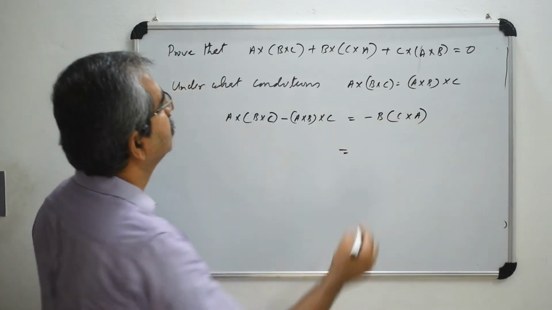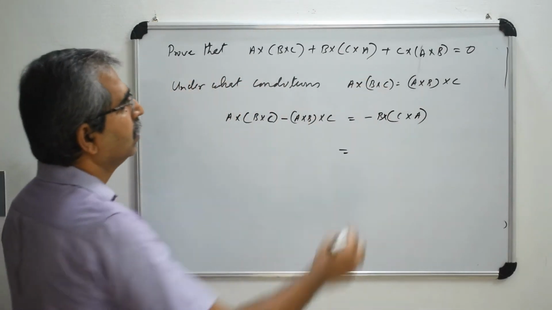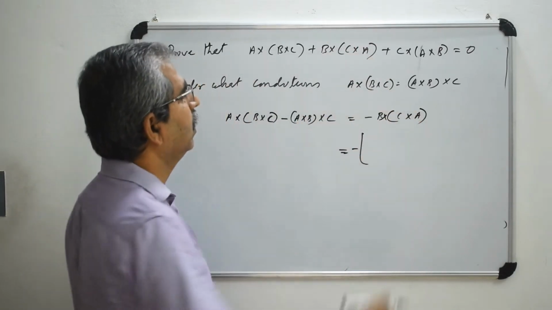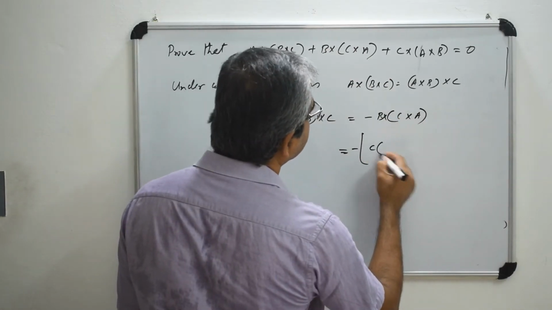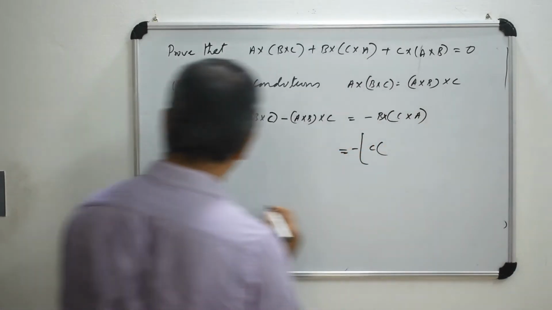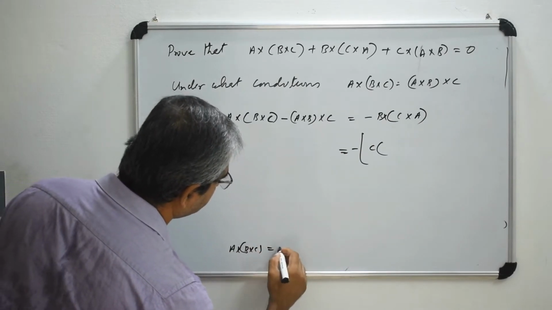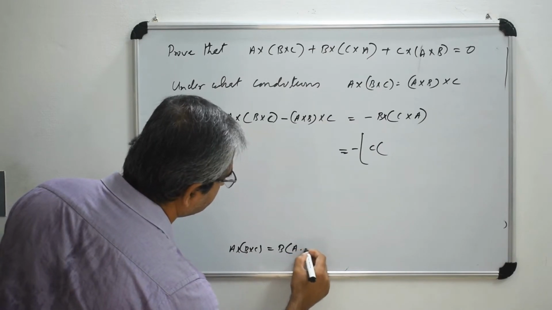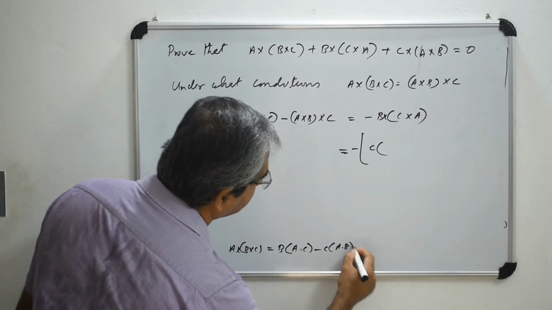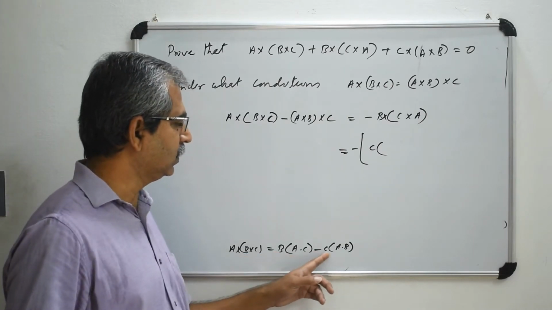Now this is equal to B cross C cross A. So this is equal to minus, you use the rule we have proved in the first problem, that is C into, what is that? That is B dot C. The equation is, here write it, A cross B cross C is equal to B into A dot C minus C into A dot B. So this is the equation: A cross B cross C equal to B into A dot C minus C into A dot B.